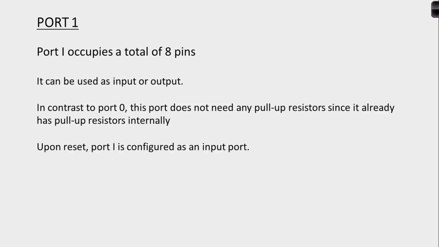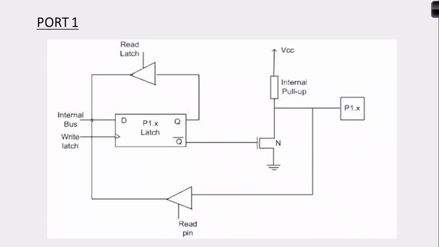So upon reset, port 1 is configured as what? Input port. So all the ports, after reset, will be configured as input ports itself. Now let us look into the diagram of the particular port. As we had said, for port 0 we were having a latching circuit, a control circuit and the driving circuit. Here, since we are not sending two different things, we are not using the 2:1 multiplexer.